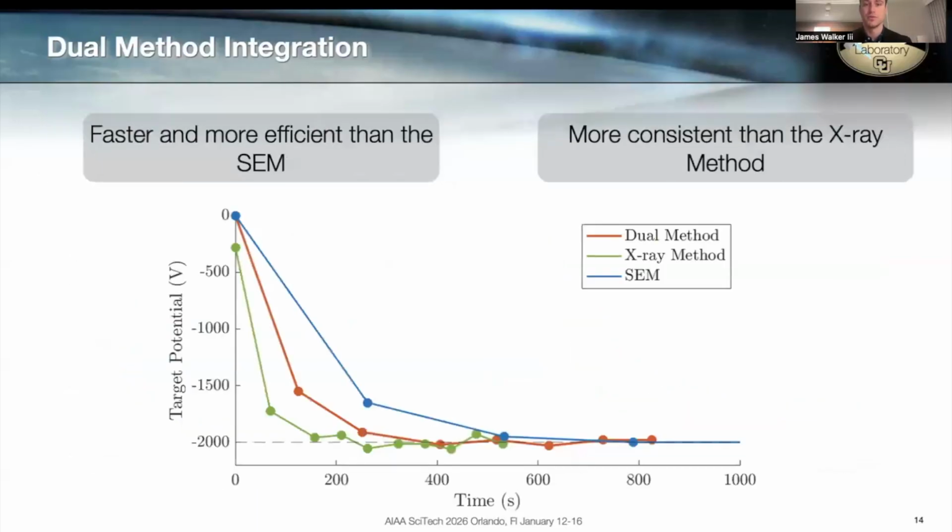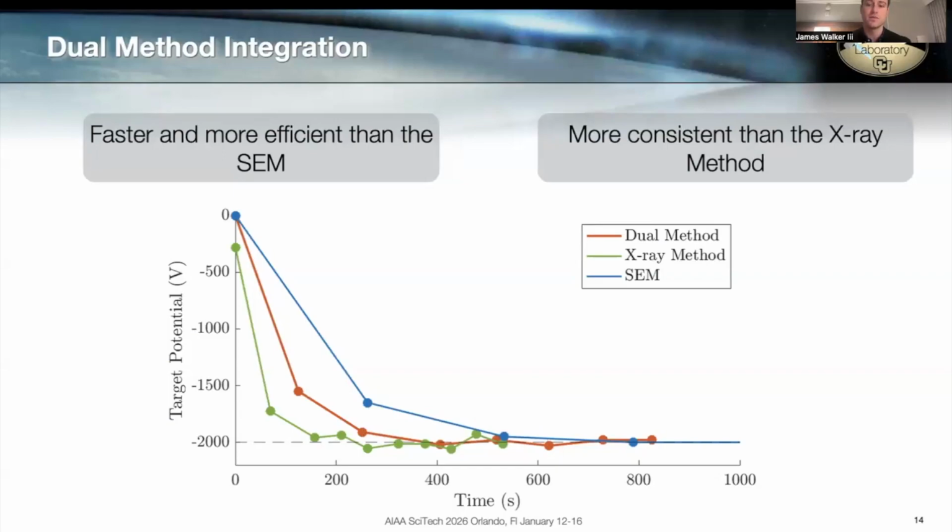Comparing our dual method to our previous implementations of remote sensing, we can see that we do get faster and more efficient control with the dual method relative to the secondary electron method. And in fact, this plot is even a little misleading. For the secondary electron method, we swept from 0 to 5,000 volts with a step size of 50. For the dual method, we did a voltage sweep with a step size of 20.